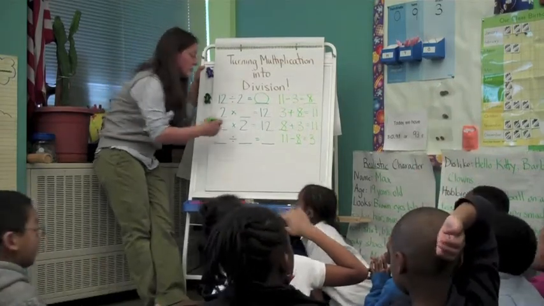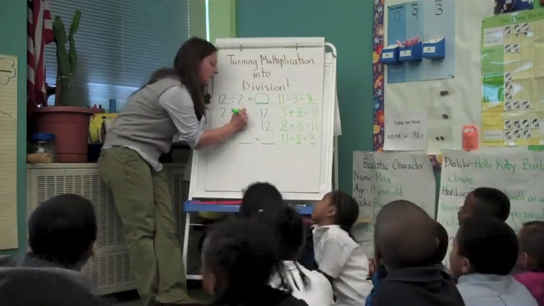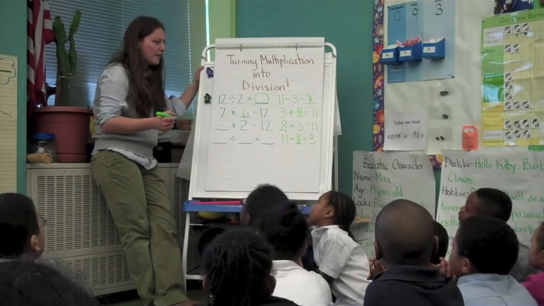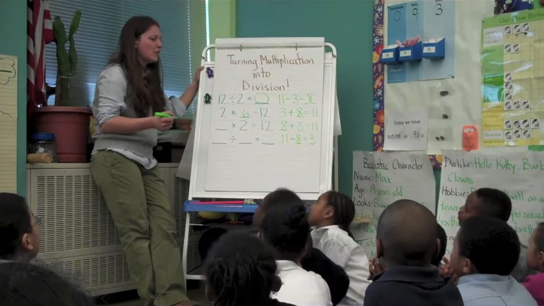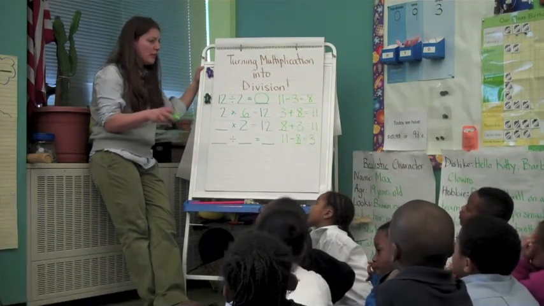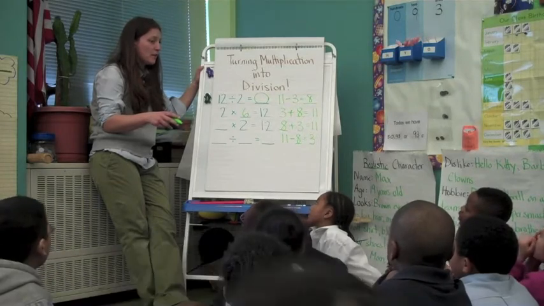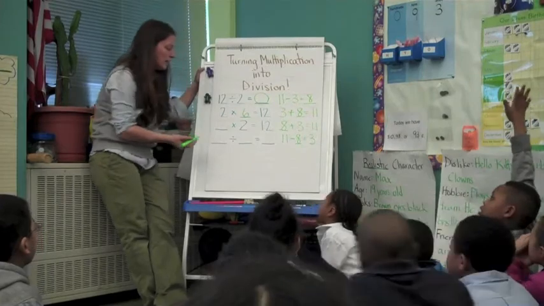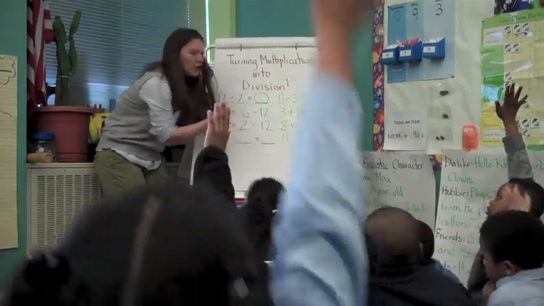Six. 2 times 6. Marcus, thank you for taking your time. I noticed that someone did laugh. I'm hoping that they weren't laughing at you, because sometimes we make mistakes like that. You took your time, you fixed your mistake. So if 2 times 6 equals 12, what times 2 equals 12?